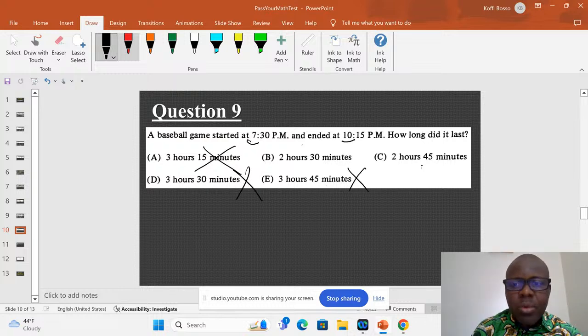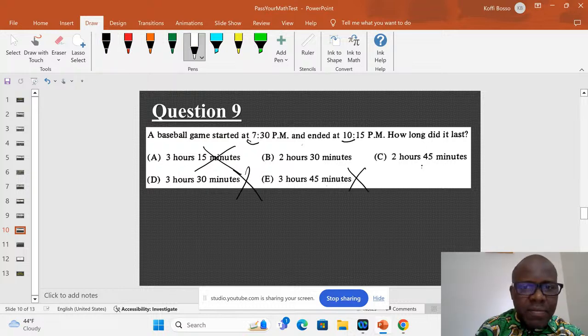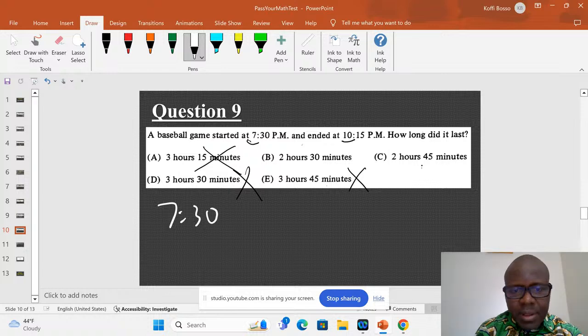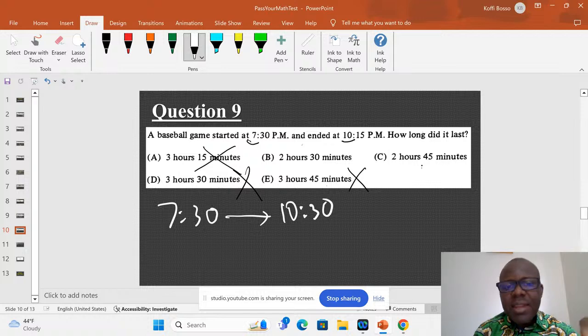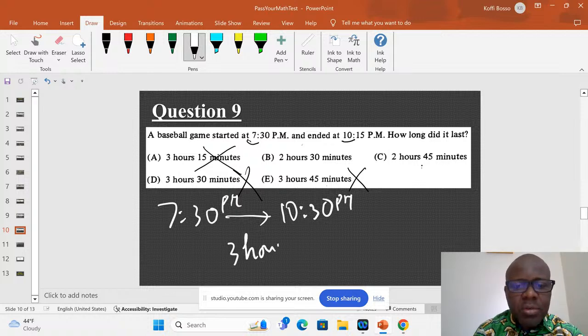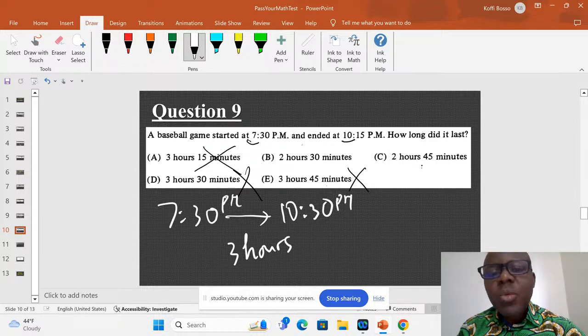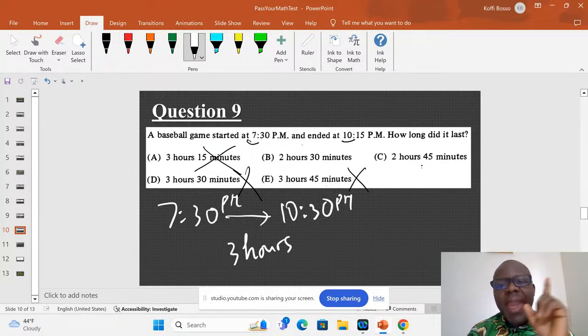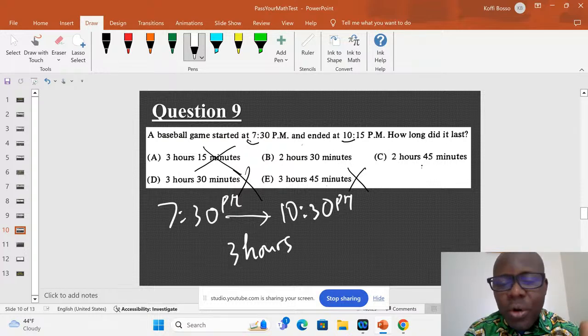Let's explain it one more time. If you start something at 7:30 p.m. and you end at 10:30 p.m., that gives you 3 hours. But in the question, we didn't get 3 hours yet because the end is not 10:30. It's before 10:30. That means we don't get 3 hours. So any answer with 3 hours will be out. Therefore, the correct choice will be between choice B and choice C.